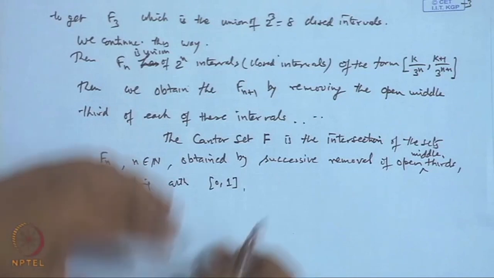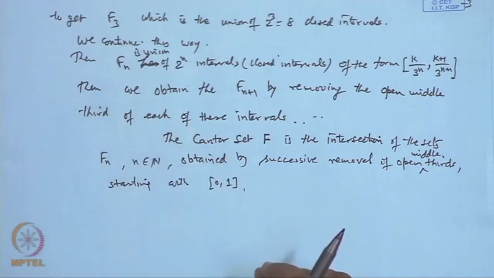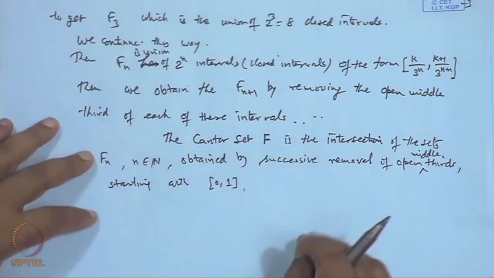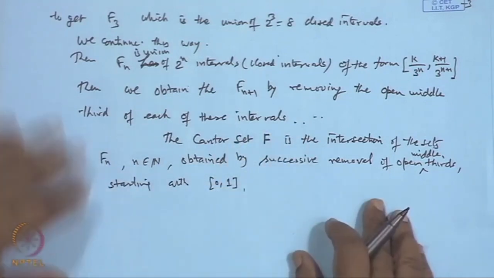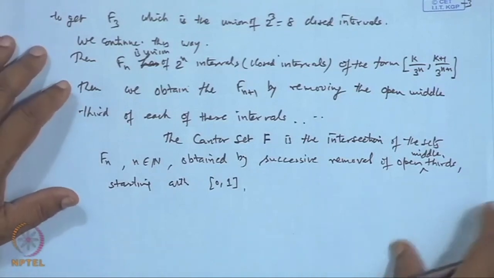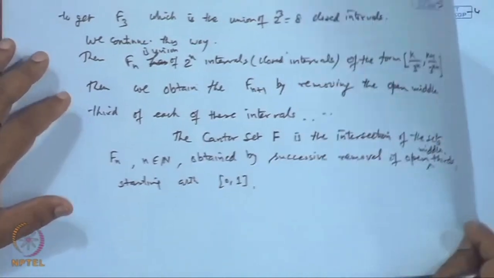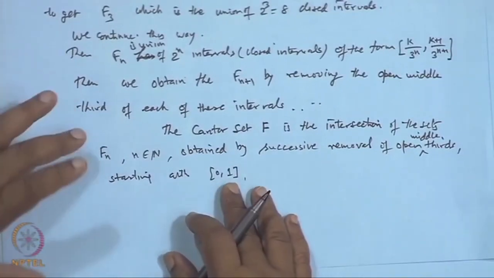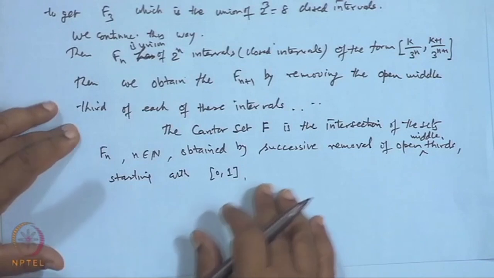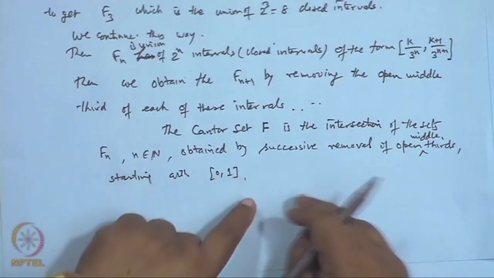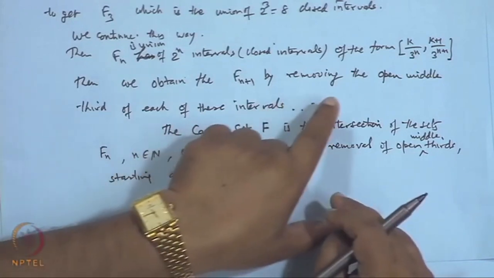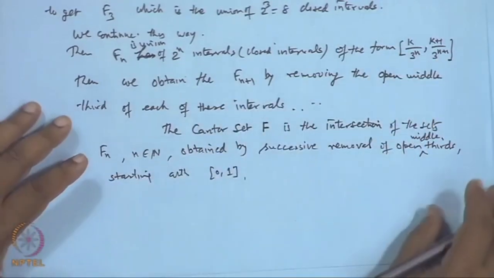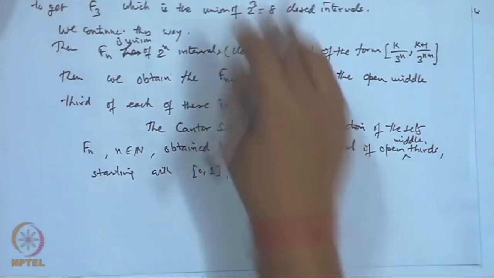So, basically the Cantor set will be the collection of all the end points of these removed intervals. So, in fact, since it is closed, we know. So, basically this set is the collection of all the points which are the corner points of these deleted intervals. Okay. Now, we want to establish these results.